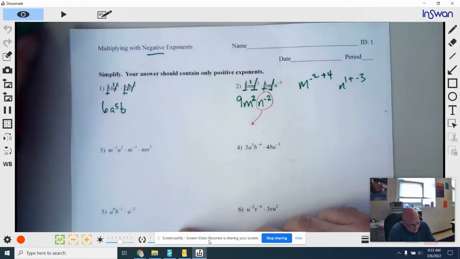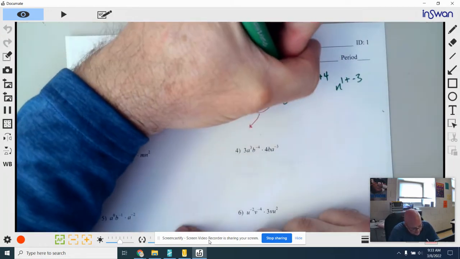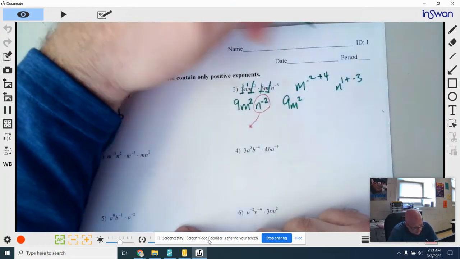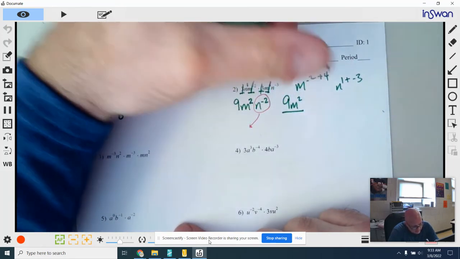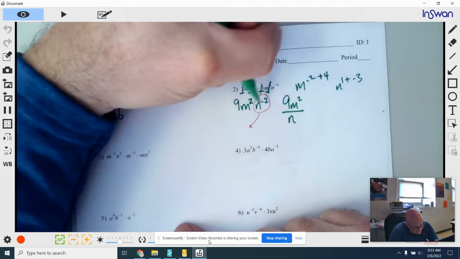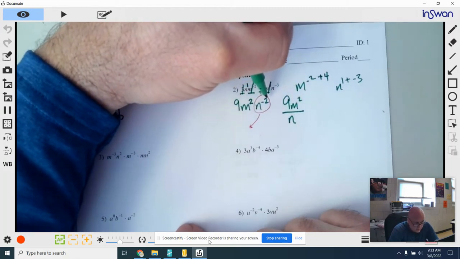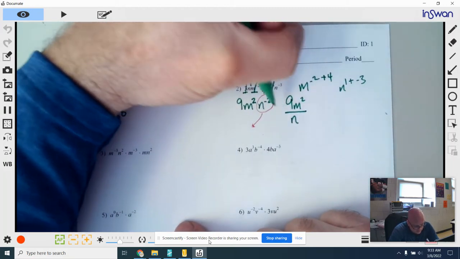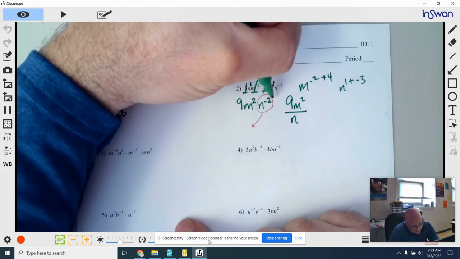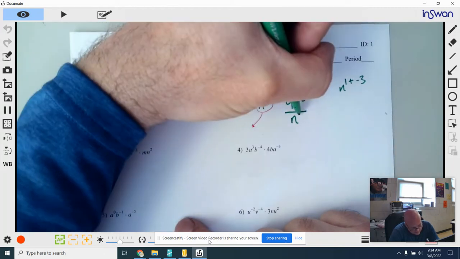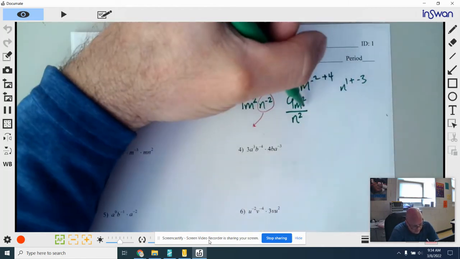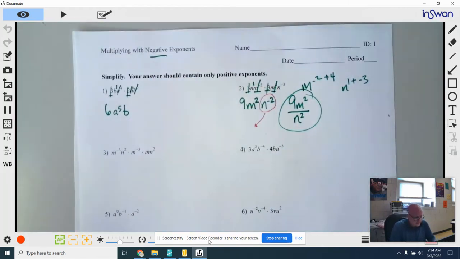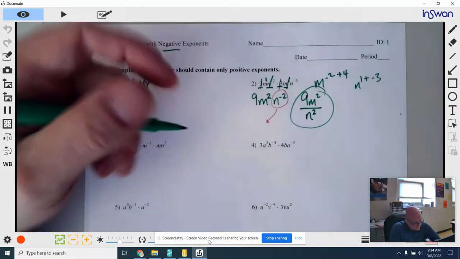Okay, then when I rewrite it, I still have 9m squared up top. And when I say it comes underneath, it now makes a fraction. And when it comes underneath, it's flipped sides. That exponent turns to the opposite of what it was. So when it moves from this side to the other side, it now goes to positive 2. Okay, 9m squared over n squared, that's our final answer. You can't reduce it anymore.